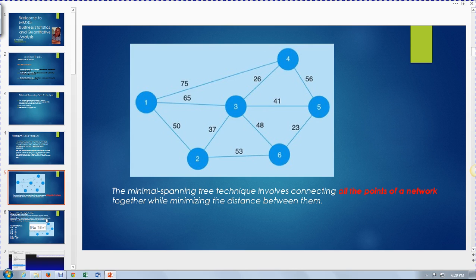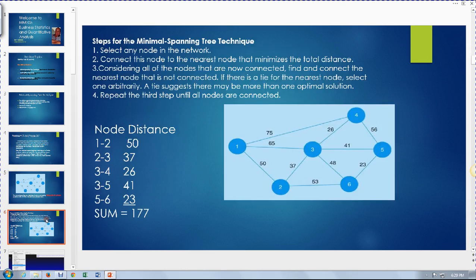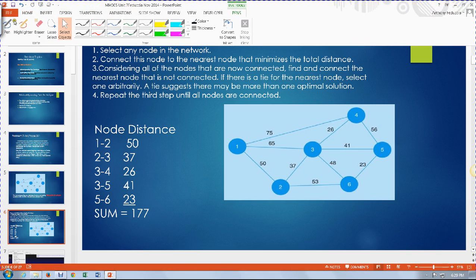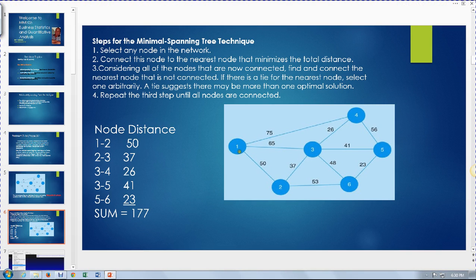So if we do this manually, it's not that difficult. What we do is we select any node in the network, and let's say I select node number 1. We look at the nearest node to number 1 that minimizes the distance. So look, number 4 is 75 miles away. Number 3 is 65 miles away. Number 2 is 50 miles away, so that's the smallest. So we're going to count that, and we've considered 1 and 2.